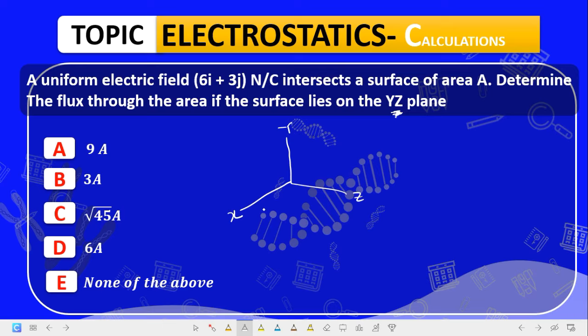Now, for Gauss' law, if you want to determine the flux, it is usually E times what? A. That means the area that is what? Perpendicular to the field. Are we getting it? The area that is perpendicular to that particular field. Do we understand? Now, this particular electric field has two components. We have the I component, which is the X component, and the J component, which is the Y component. But we don't have the what? Z component. This is X, this is Y, and this is what? Z. Are we getting it now?